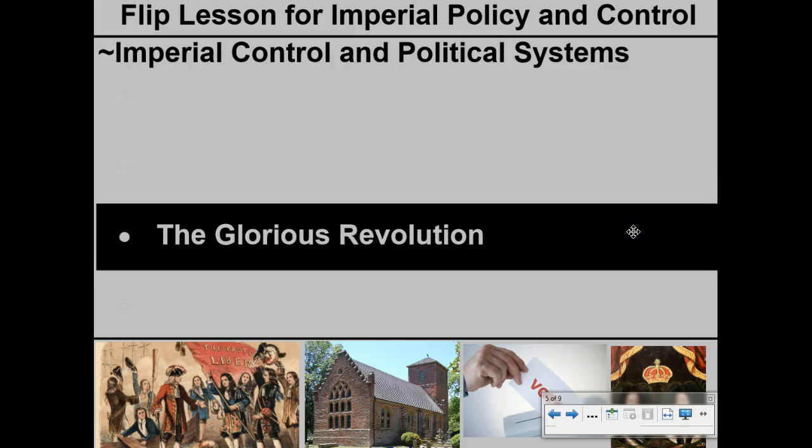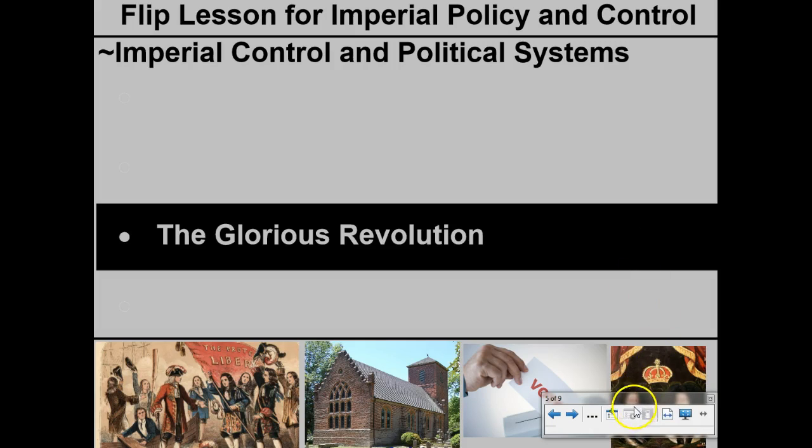Now, as we get ready to see some changes here in the political systems, we need to understand something called the Glorious Revolution. So the Glorious Revolution was something that took place in England in 1688. This was the relatively peaceful overthrow of an unpopular Catholic king by the name of James II. So they overthrow James II, he's unpopular, he's Catholic, and they replace him with Dutch-born William III and Mary, who is actually the daughter of James II.